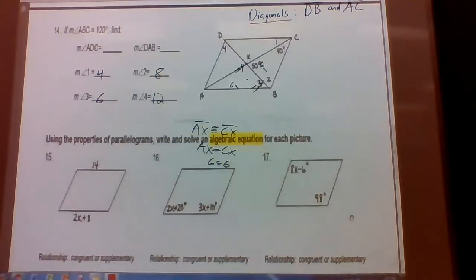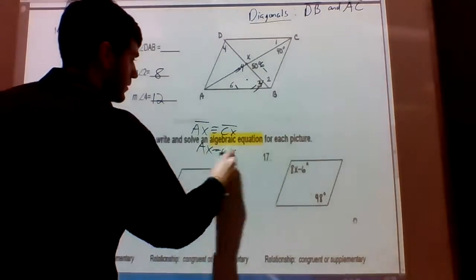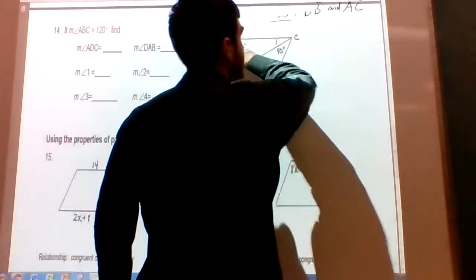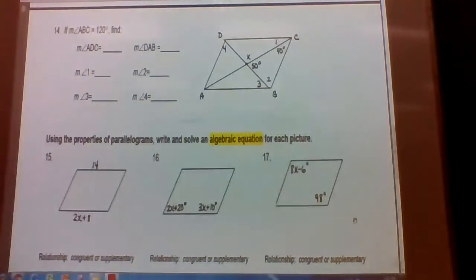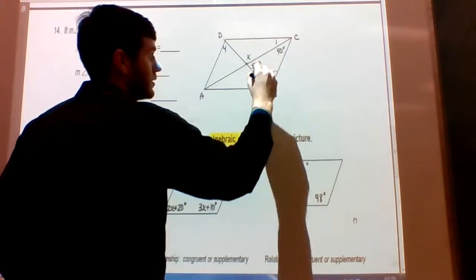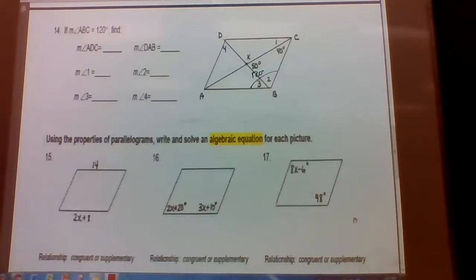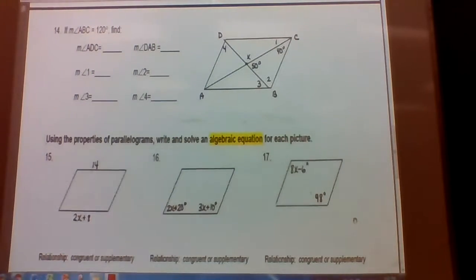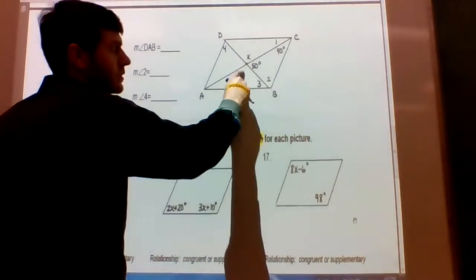Number 14. Measure of angle ABC is 120. So this whole thing right here is 120 degrees. And then the rest of the stuff we're given is from the diagram. So let's erase this so we can see what we got. All right. First thing I notice is that we can fill in all the pieces in the middle.